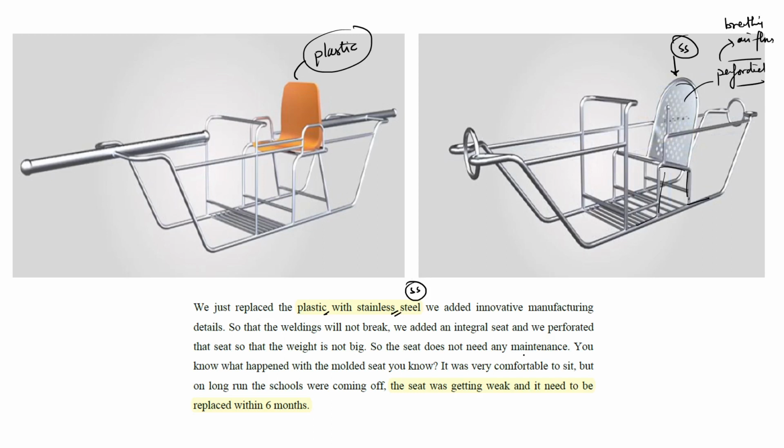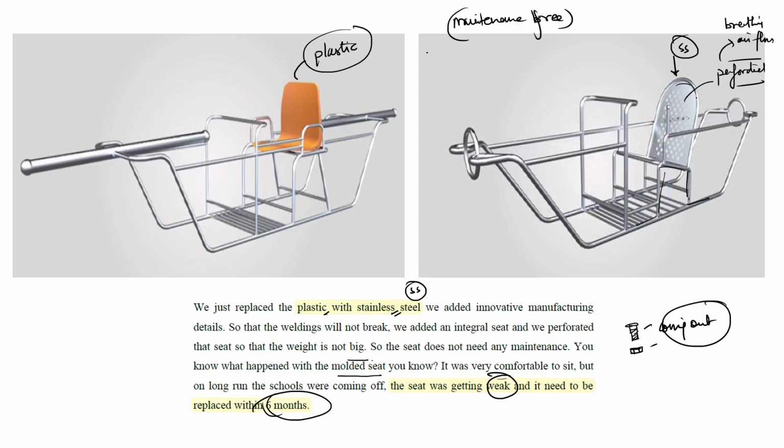Okay. Because what was the issue with the molded sheet? In the long term, they became weak. The nuts and the screws were coming out, and it had to be eventually replaced within 6 months. Okay, that was the issue. So, sir has correctly mentioned it became weaker and it had to be replaced within 6 months. So, 6 months is a very short duration. Remember, the brief was to make it maintenance free. And here we are saying that within 6 months, you have to do all these things.